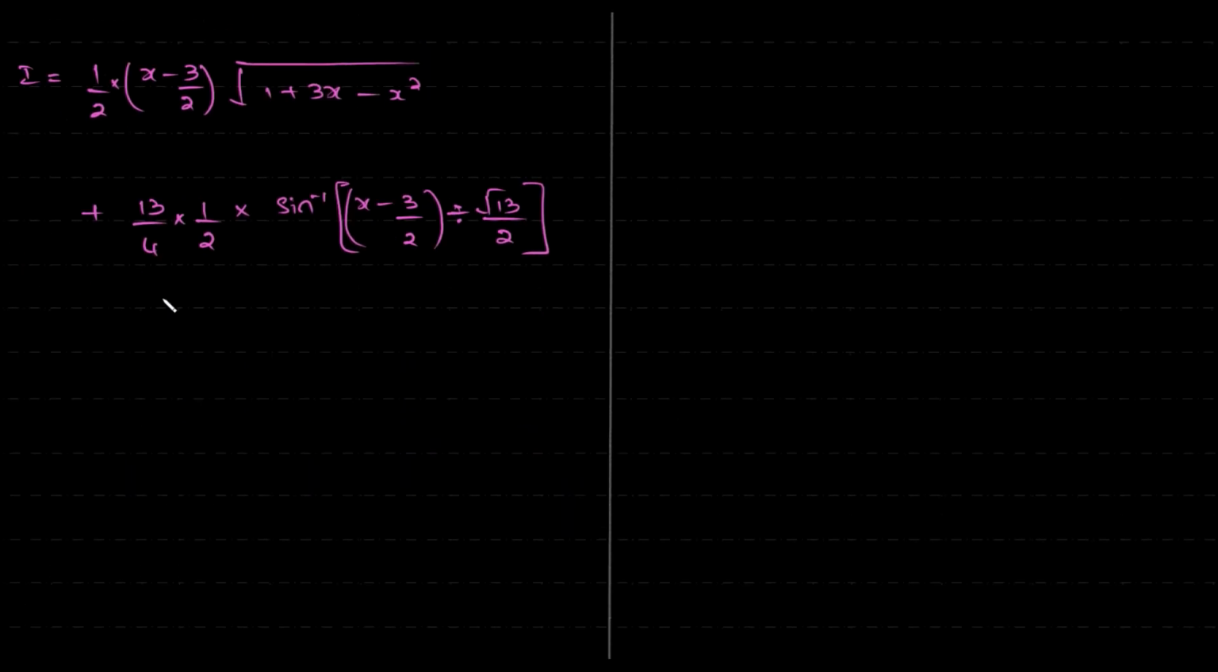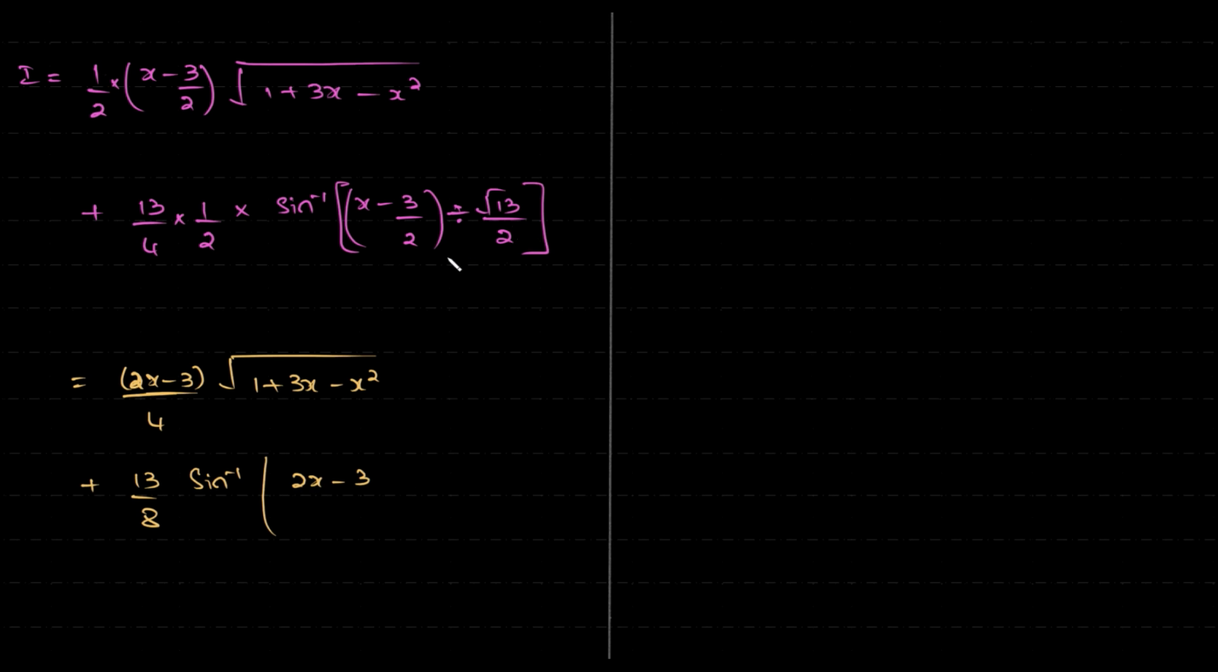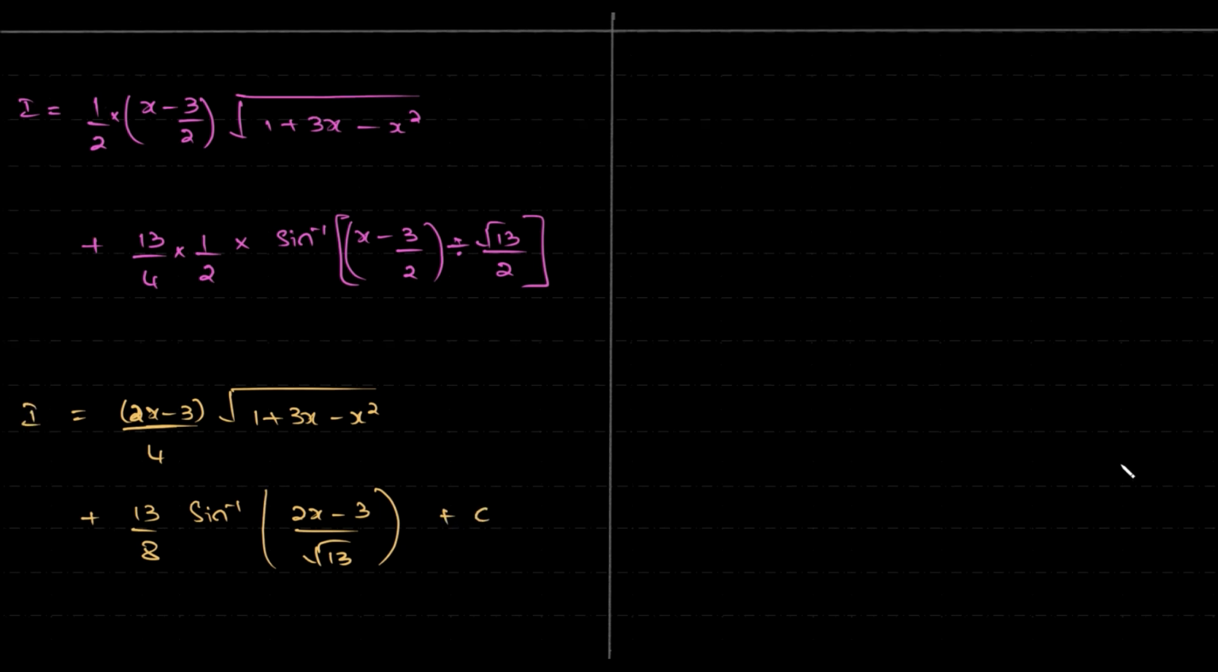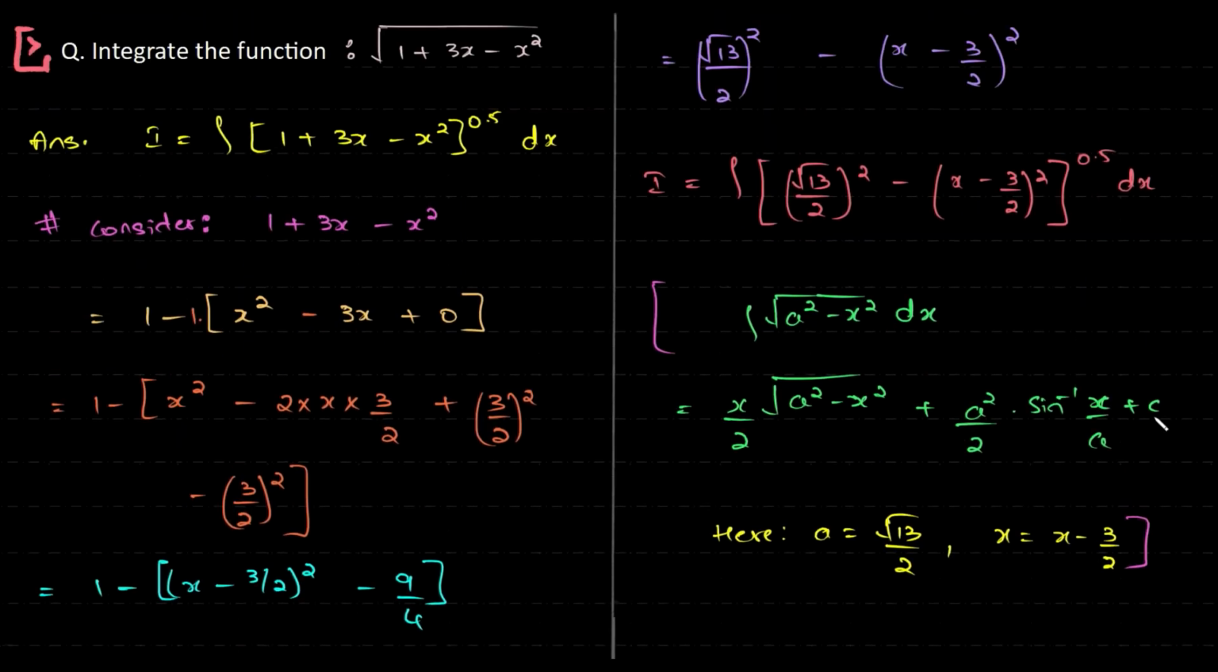And finally, a bit of simplification, and we are almost there. So the first expression will reduce to (2x - 3)/4 times the square root of 1 + 3x - x². And this is 13/8 sine inverse of (2x - 3)/2, and this 2 and this 2 will get cancelled, and we have divided by root of 13, and finally the constant. Okay guys, so we can see completing the square is so important for us to understand.